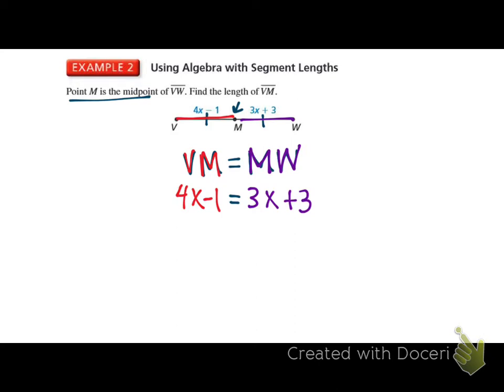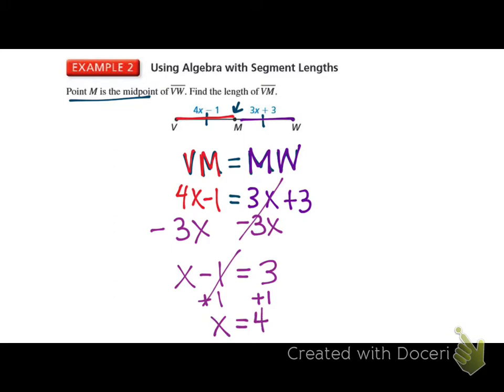But what is the smallest x here? 3x. So how do I move positive 3x to the other side? Subtract it. 4x minus 3x is x, and I drop down the minus 1, and it equals 3. My last step, add 1, and x equals 4. Do not circle it. Did it ask what x was? No. Our goal is to find the length of VM.